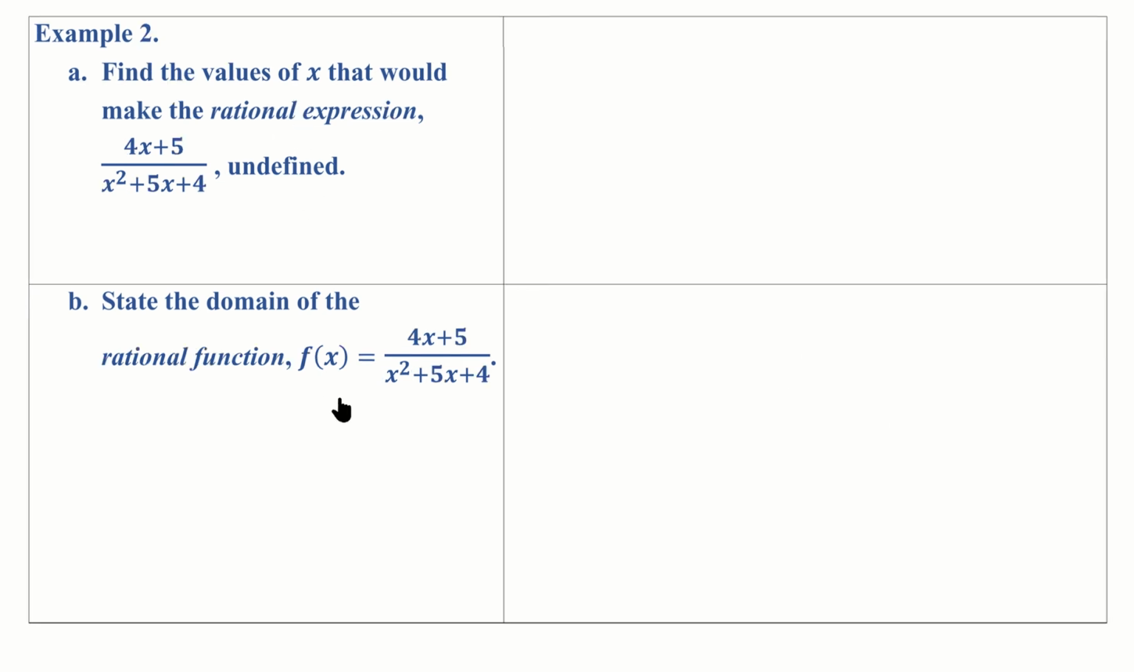So we're going to do the same thing here for this rational expression and then state the domain of the associated rational function. So basically, remember, we're not worried about the numerator becoming 0, we're worried about the denominator becoming 0. So we're going to go ahead and set the denominator, x squared plus 5x plus 4 equals 0. Then we can factor it. So we get x plus 4 times x plus 1.